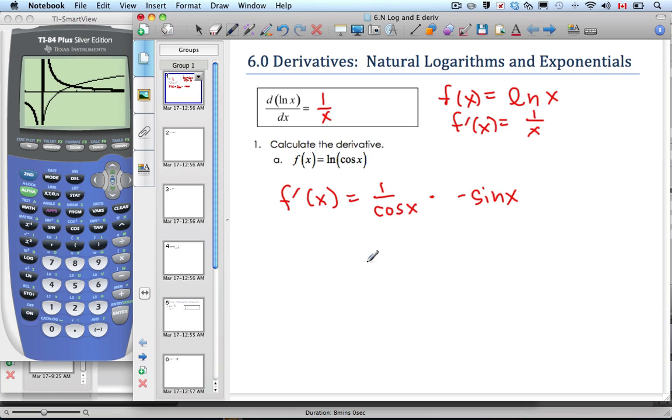I already see something. Can I make it better? You certainly can. Negative sine over cosine is negative tan. So it's negative tan of x. Super. Okay, let's try the next one.